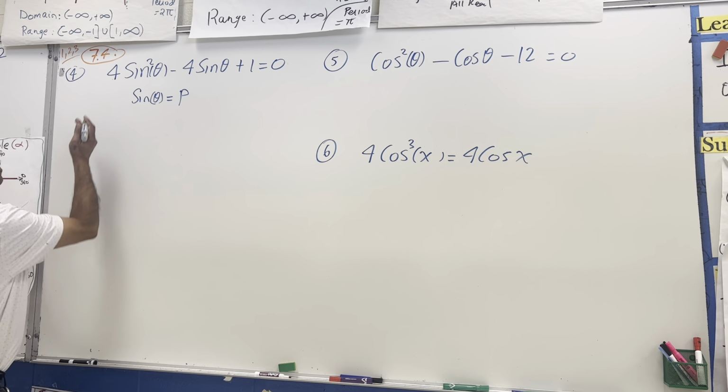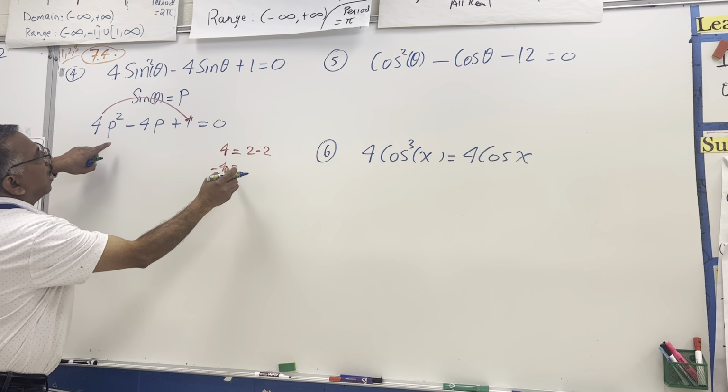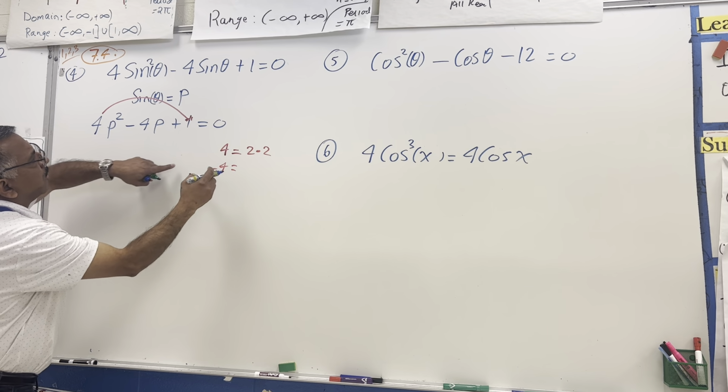And then how do we factorize it? You know so many different strategies. What I would do is use your old strategy where you multiply 4 times 1 is 4, and 4 we can split as 2 and 2, and 2 adds to 4. To get this negative 4, minus 2 and minus 2 adds to negative 4. So we can write this as 4p squared minus 2p minus 2p plus 1 equals 0.